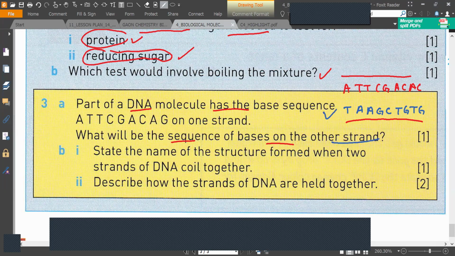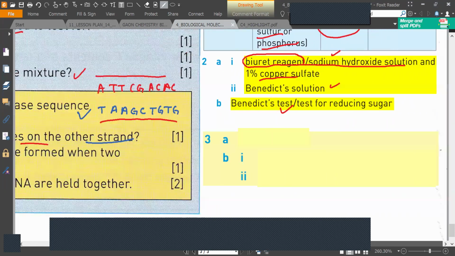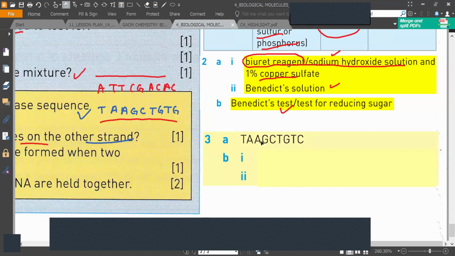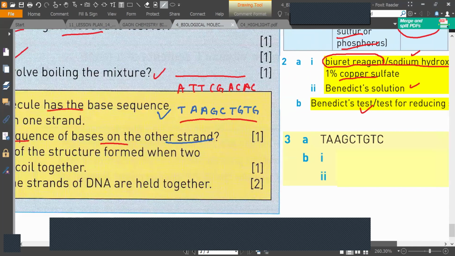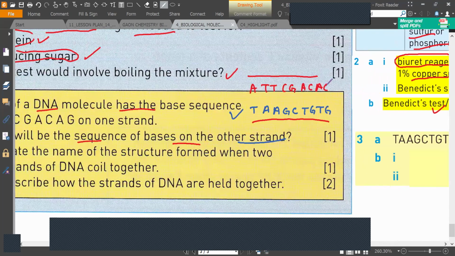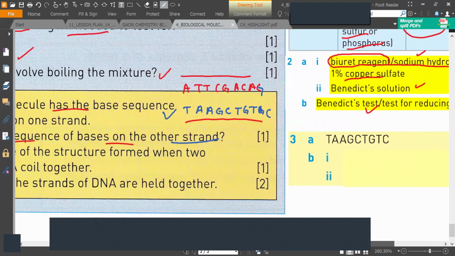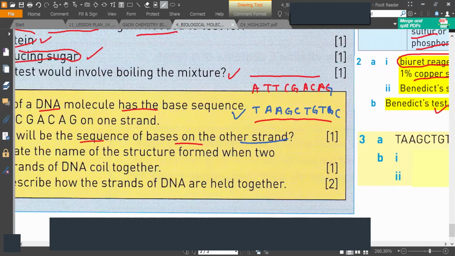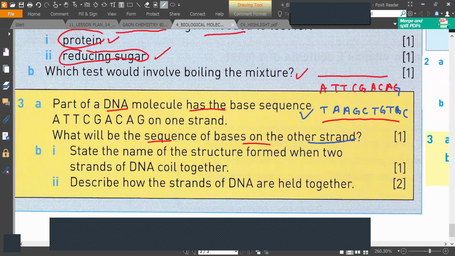TAAGC, TGTG. Let's check our answer. TAAGC, TG. Maybe we made a mistake there. The last one is G, so this one will be C. So that's our correct answer there. We just need to remember A and T always together, G and C always together.